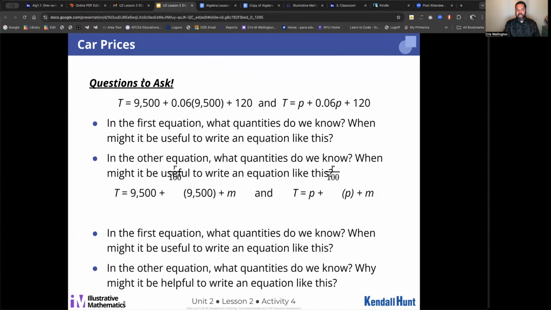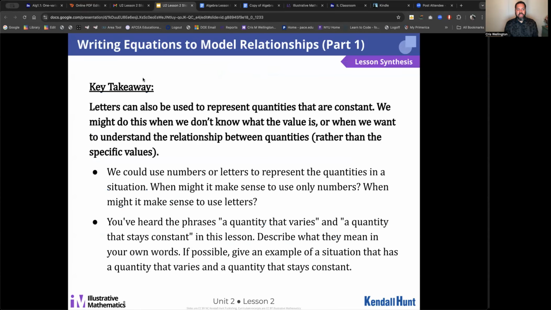And if you have any questions, you can ask now. All right. So the key takeaway for this lesson is that letters can be used to represent quantities that are constant, right? Letters can be used to represent quantities that are constant.